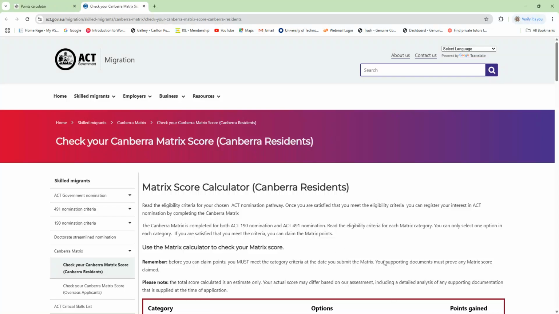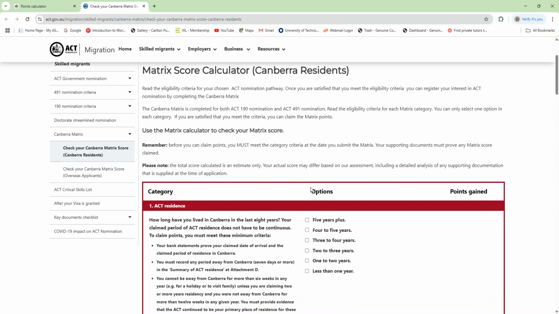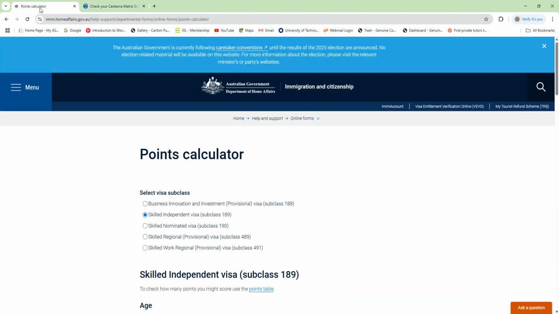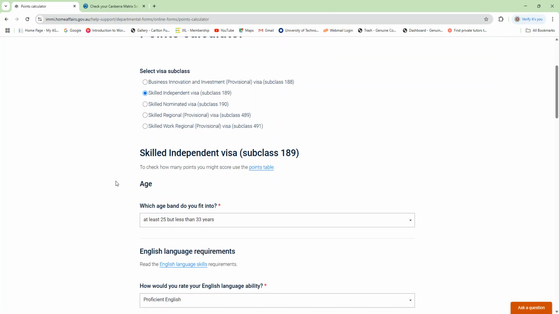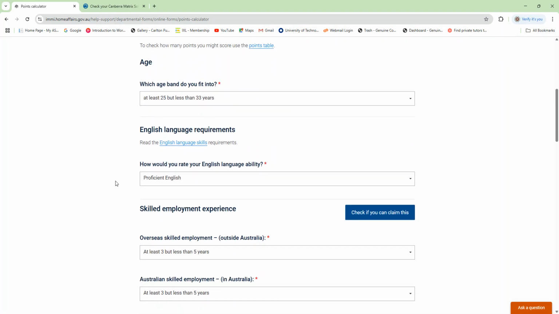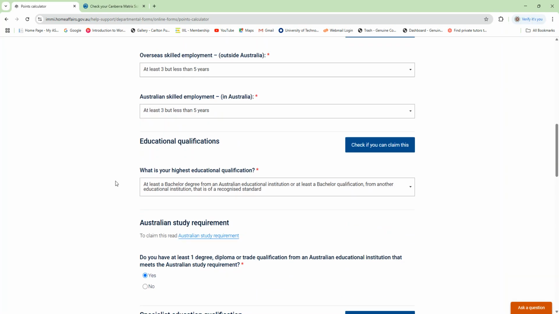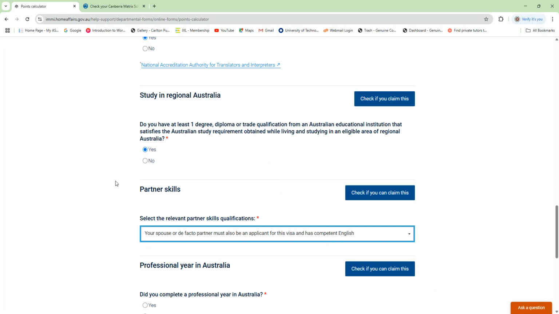Today I'm going to talk about the Canberra matrix score, particularly for Canberra residents. Most people are easily confused between the Canberra matrix and the points calculator for the Home Affairs skill assessment, which is a national skill assessment criteria. They are related, but they are not the same.